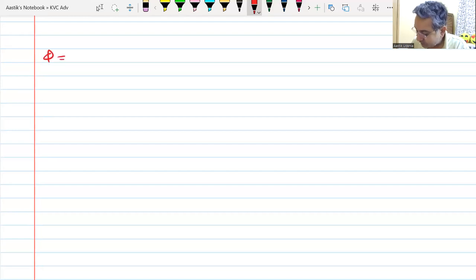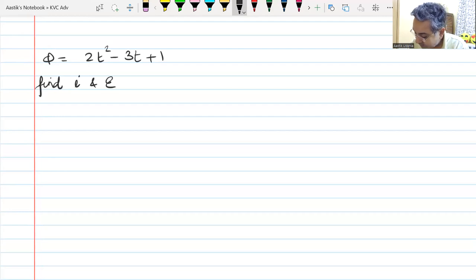The flux linked with a coil is given by 2t square minus 3t plus 1 Weber. Find the current and EMF, E means EMF, at time t is equal to 2 seconds. That is the first question.